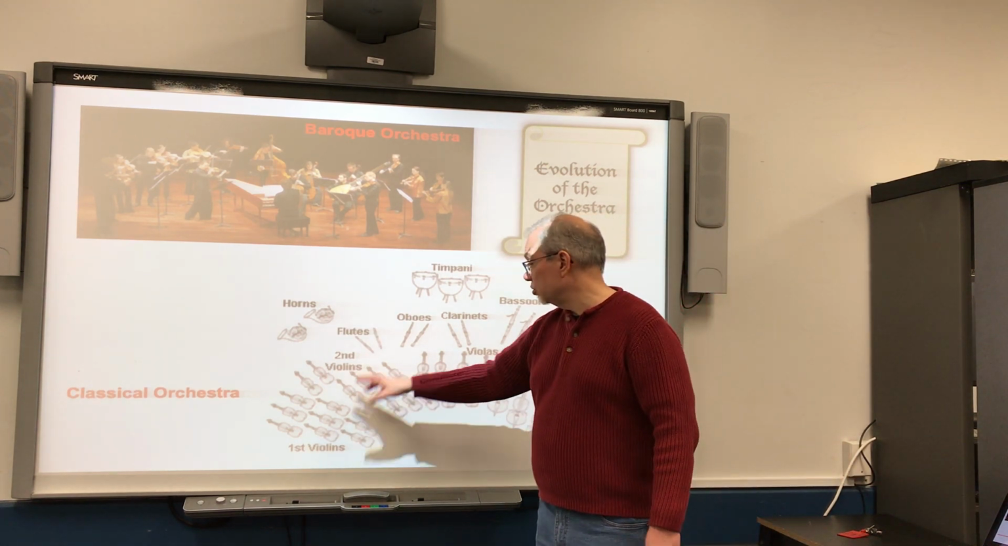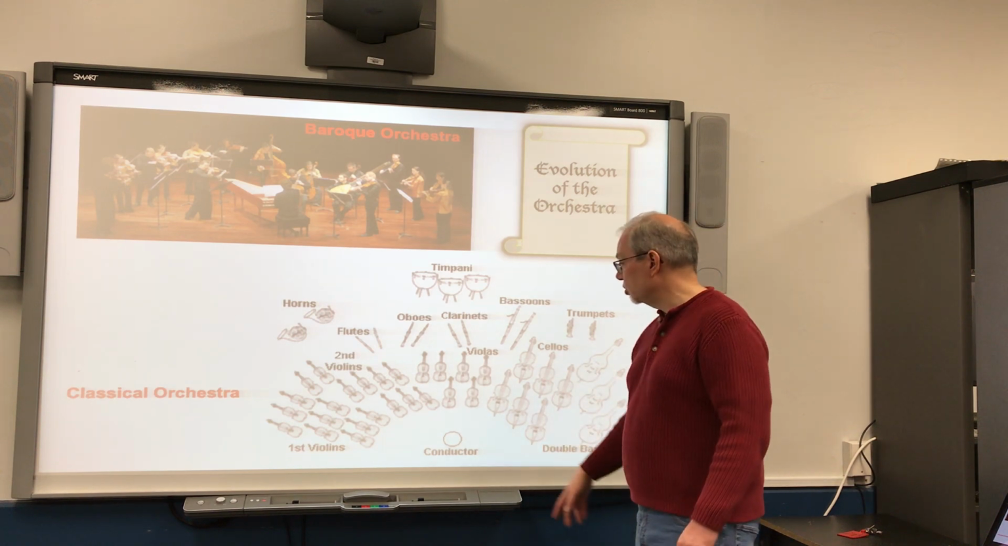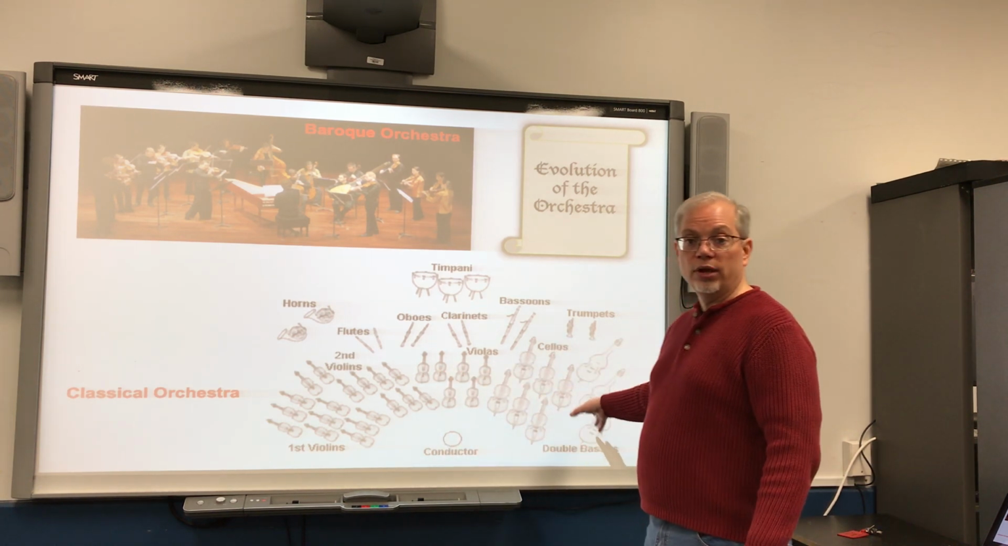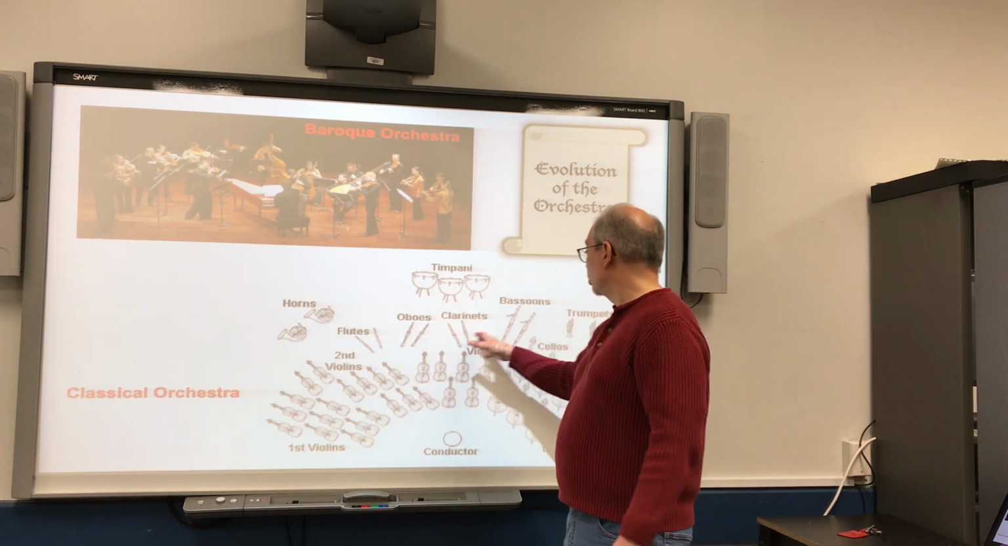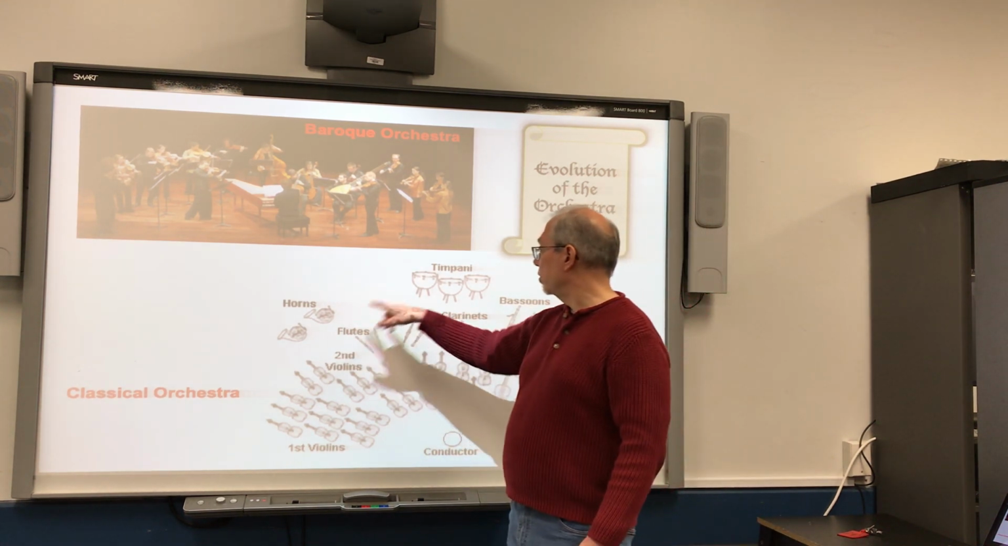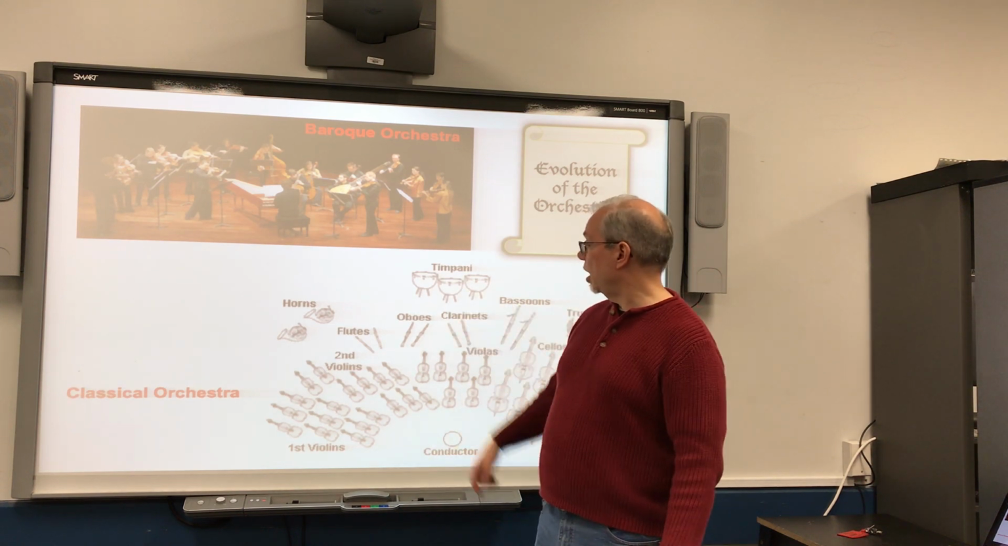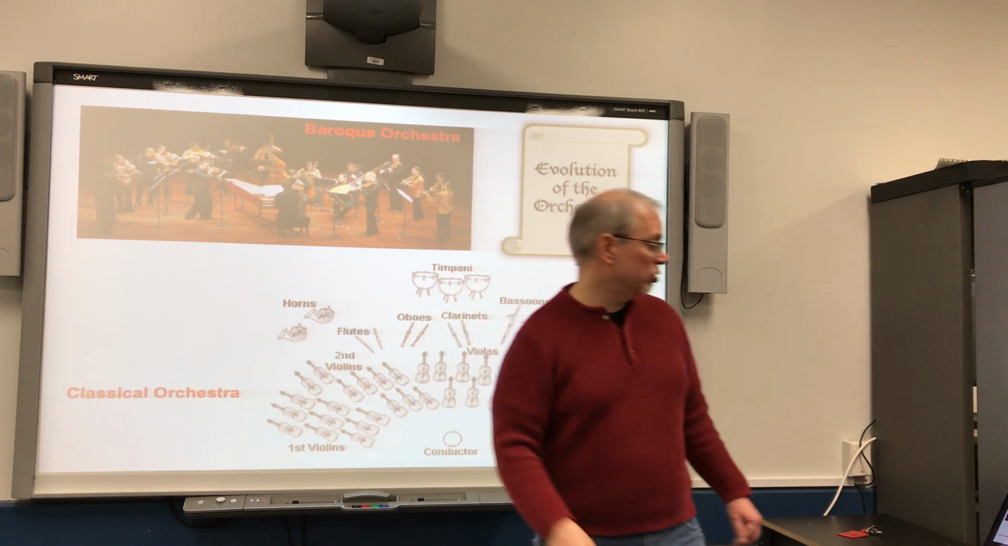You've got your first violins, your second violins, your violas, your cellos, and your basses. Sometimes orchestras rearrange the way they're seated, but they would never rearrange the instruments. And then your woodwinds, flutes, oboes, clarinets, bassoons, 2 trumpets, 2 French horns, and it should be 2 timpani. I really don't know why they have 3 timpani in this picture.